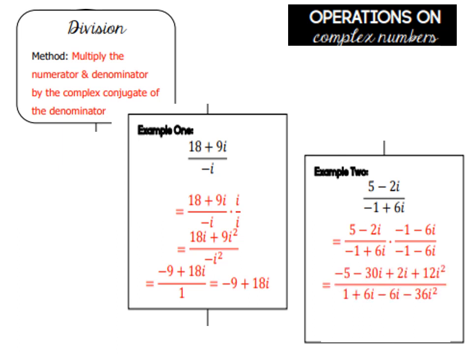Anytime we have an i squared, that's going to turn the sign of that to the opposite. So that's going to be minus 12 on top and plus 36 on the bottom. On the bottom, the 6i and the minus 6i cancel. And also on the top, negative 30i plus 2i is negative 28i. So negative 5 minus 12 is going to be negative 17. And then we have the negative 28i. And 1 plus 36 is 37. We can't simplify because 17, 28, and 37 do not have any common factors.